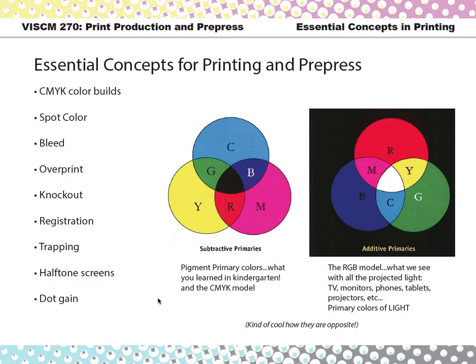And so when we're working with the images on our computer, we're looking at the RGB light additive model. But then when we're printing, we need to switch it to the CMYK subtractive model for pigments. And it's kind of cool how they're opposite. So, take a look at those diagrams and marvel at their uniqueness.